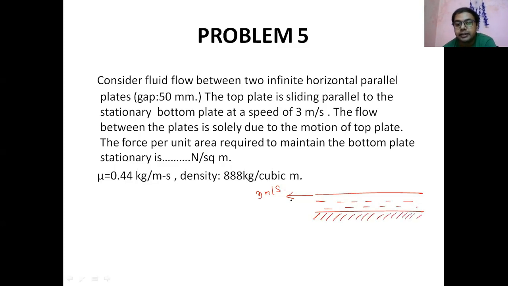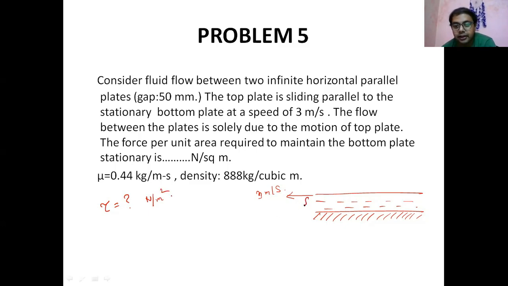The top plate is moving parallel. Couette flow is an example of this: one plate is moving, one plate is stationary. In such a situation, you are asked to find that the flow between the plates is solely due to the force per unit area. The force is due to the shear force. Shear force per unit area is nothing but the shear stress. You are asked to find the shear stress in Newton per meter square.